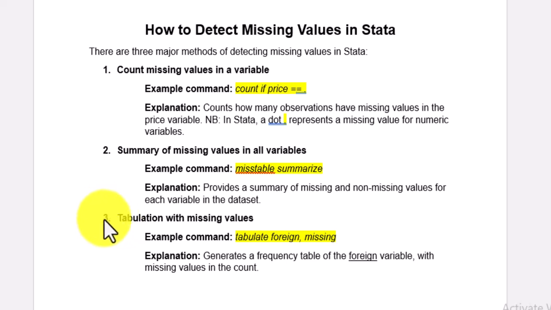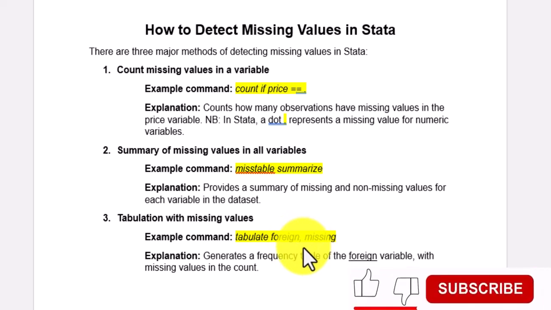The third method is to tabulate with missing values. The command that we use in this case is tabulate foreign, missing. It generates a frequency table of the variable foreign with missing values in the count. When you develop that table, you have the number of missing values in the count. So these are the three major ways to detect missing values in Stata.